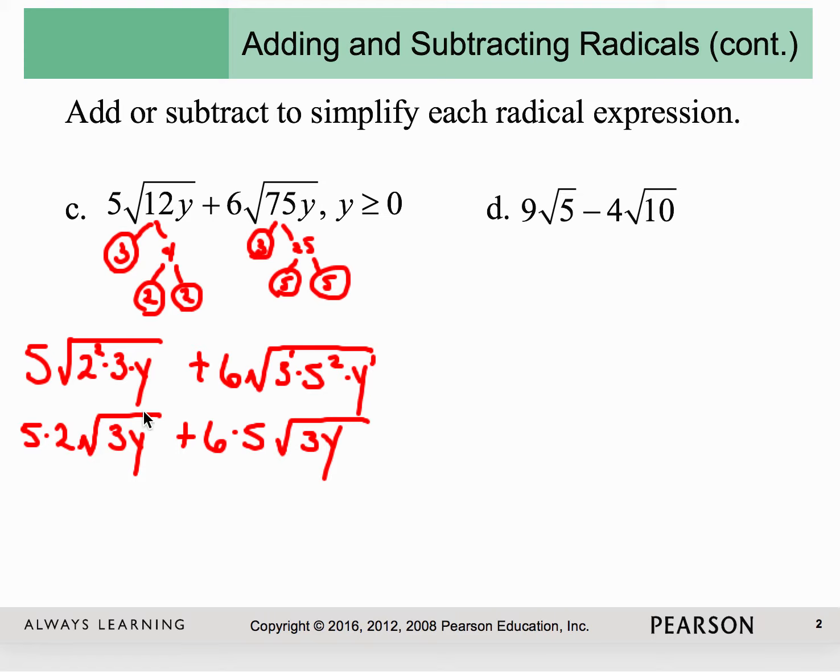Which is okay because now look, they're both square roots of 3y. They're exactly alike. So this is 10 square roots of 3y. And this one is 30 square roots of 3y. So 10 of them plus 30 of them all together gives me 40 of them.